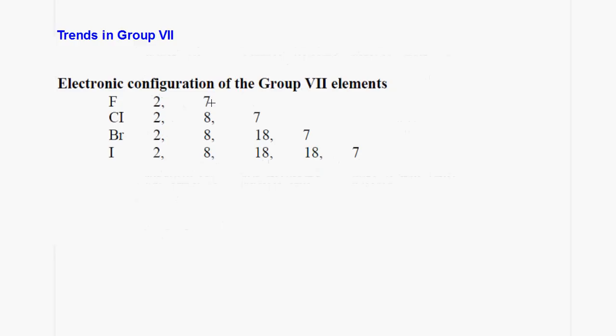Let us now look at trends in group 7. In group 7 we have fluorine, chlorine, bromine and iodine, and we have the electronic configuration of each of them. We'll notice that in the last shell, the outermost shell, we have 7 electrons. Alright. Now in group 7, the fluorine, chlorine, bromine and iodine are called the halogens.